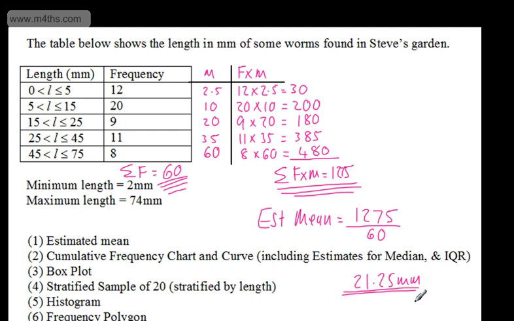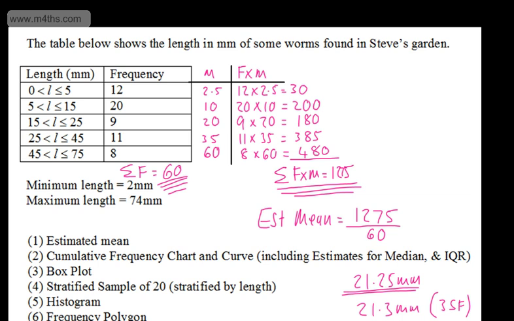You might be asked to round your answer. Let's round this to 3 significant figures. It's going to be the 2 that's potentially changing. We round up, and now correct to 3 significant figures, this is going to give us a mean length of 21.3 millimetres. So that's the first part done.